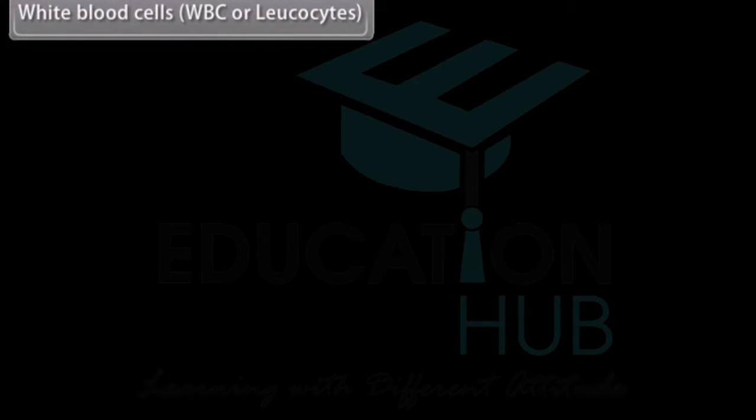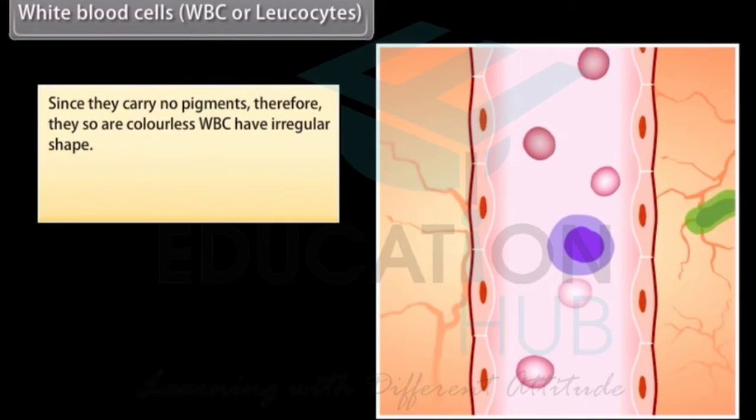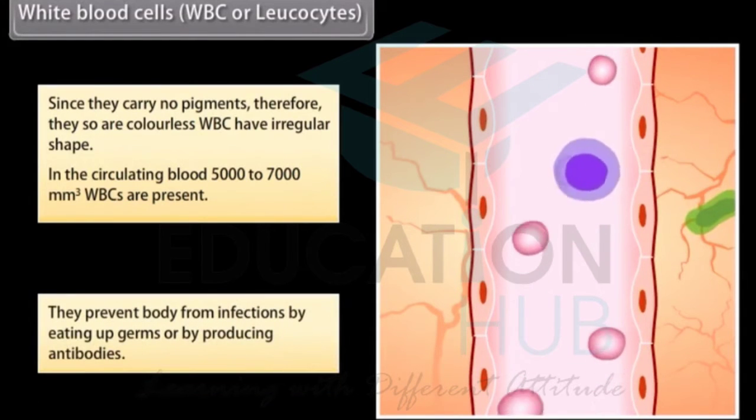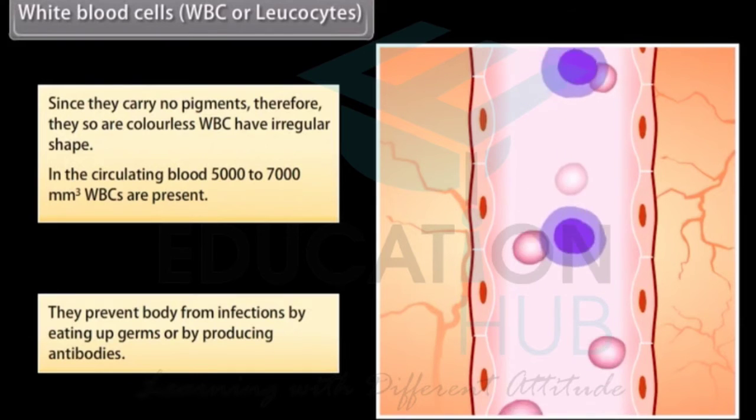White blood cells, WBC or leucocytes. Since they carry no pigments, they are colorless. WBC have irregular shape. In the circulating blood, 5,000 to 7,000 per mm3 WBCs are present. They prevent the body from infections by eating up germs or by producing antibodies.